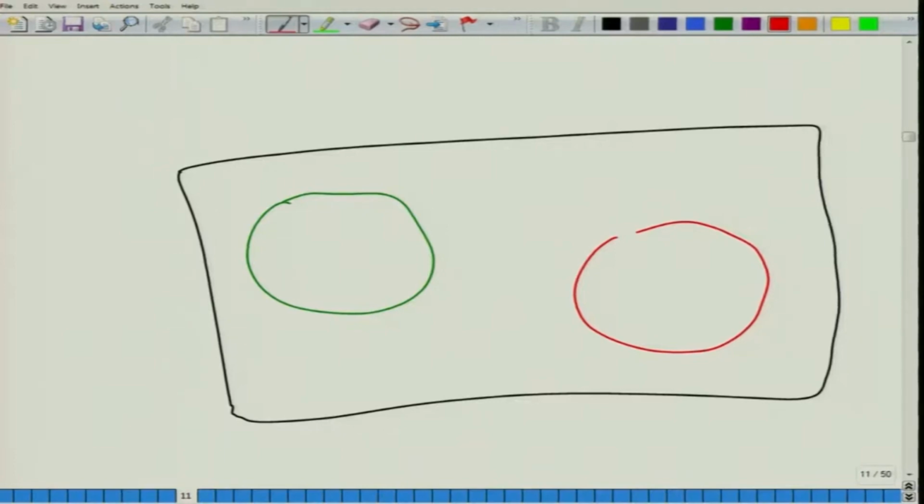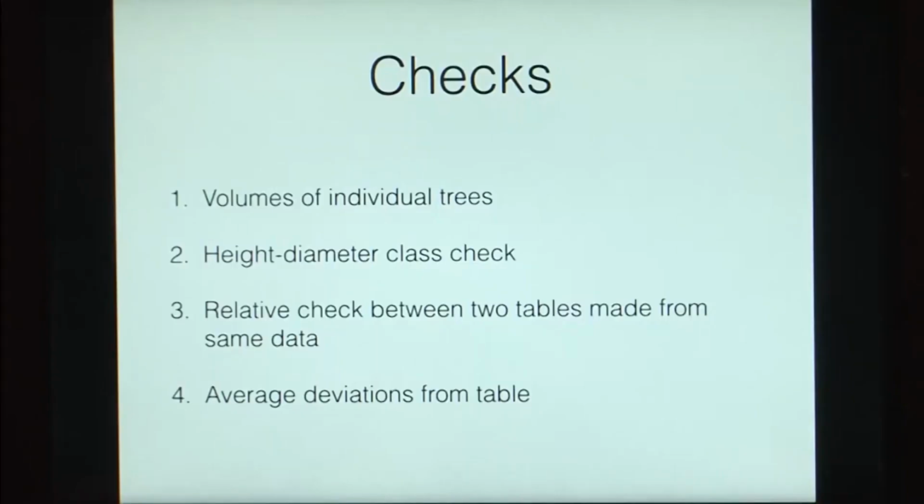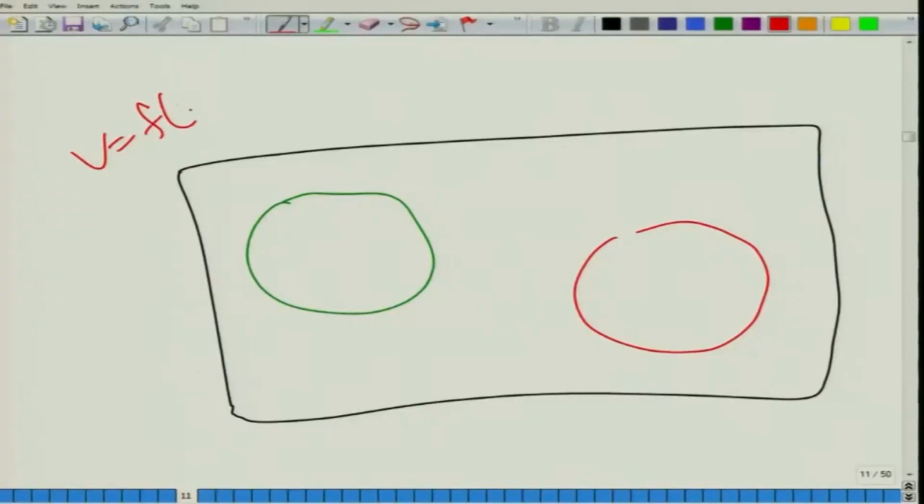So, coming back to the slides, we also need to check the average deviations from the table. So, deviations for each tree from the final table will also be checked. So, that is the first way of calculating a general volume table. Now, remember your general volume table was giving you the volume as a function of the form factor, height, diameter and maybe some other variables.